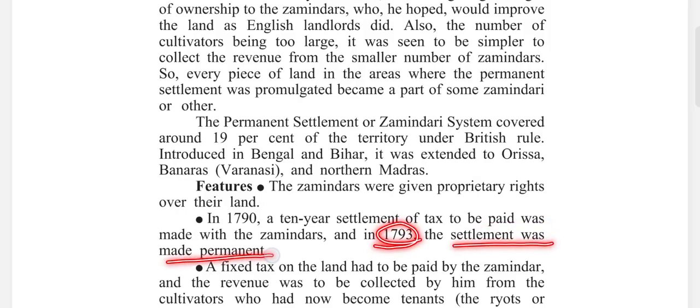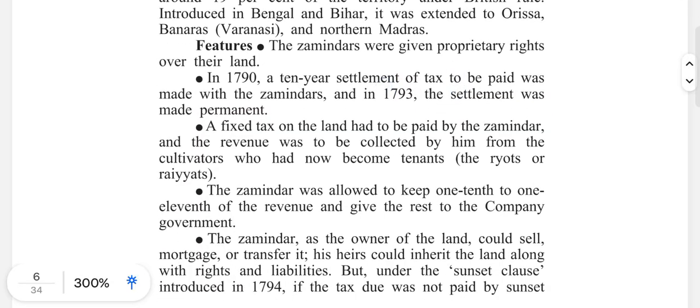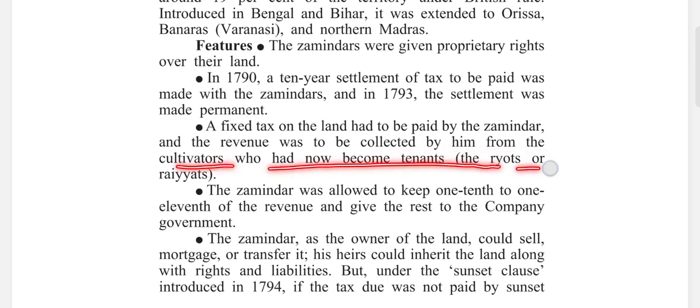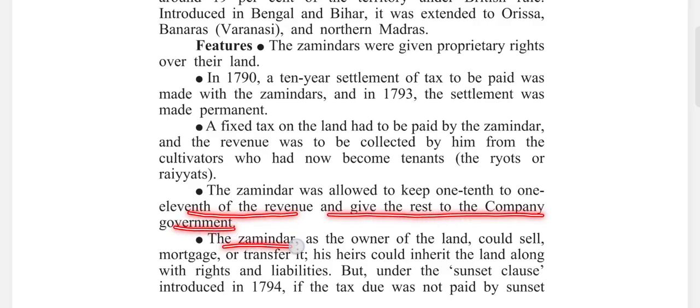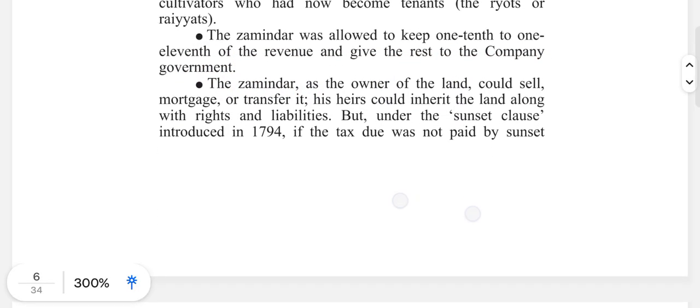was made permanent. A fixed tax on the land had to be paid by the zamindar, and the revenue was to be collected by him from the cultivators who had now become tenants, the ryots or ayats. The zamindar was allowed to keep 1/10 to 1/11 of the revenue and give the rest to the company government. The zamindar, as the owner of the land, could sell, mortgage, or transfer it. His heirs could inherit the land along with rights and liabilities.